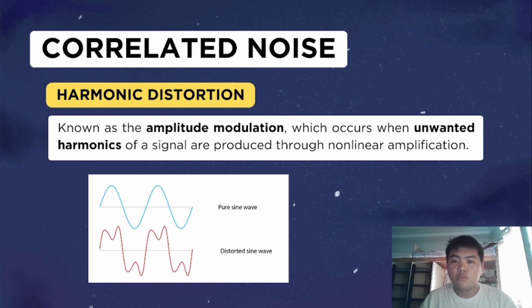One of the types of correlated noise is harmonic distortion. It is also known as amplitude modulation distortion, which occurs when unwanted harmonics of a signal are produced through nonlinear amplification. For example, we have a given pure sine wave and we have a distorted sine wave because of the unwanted harmonics that are produced through a certain nonlinear amplification.